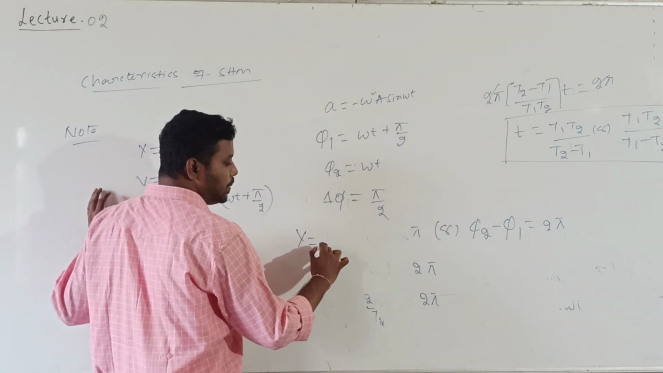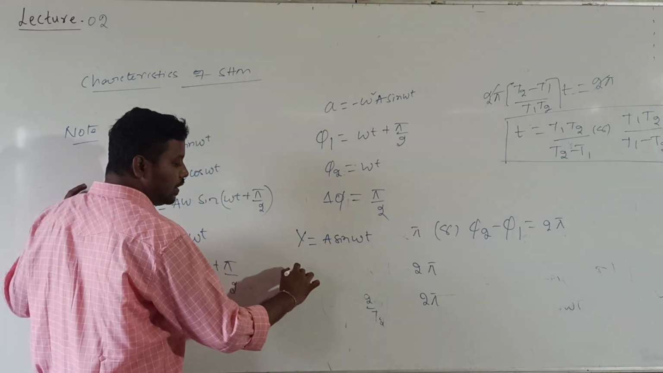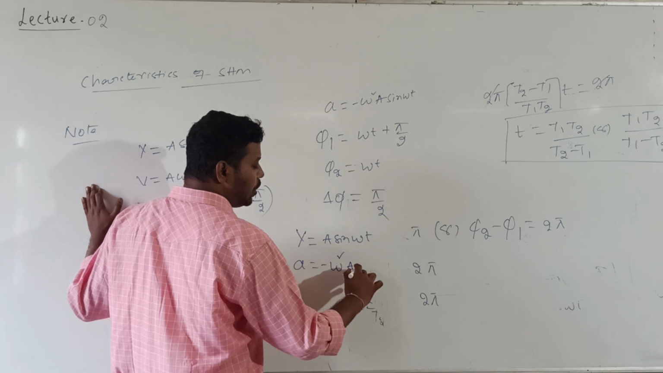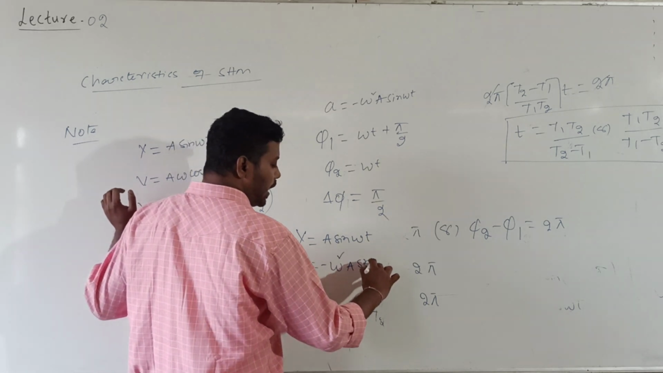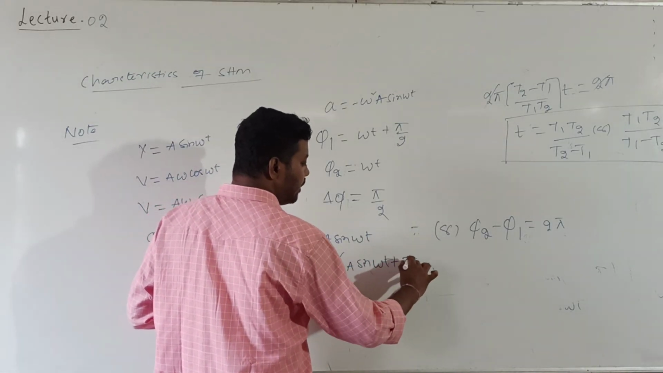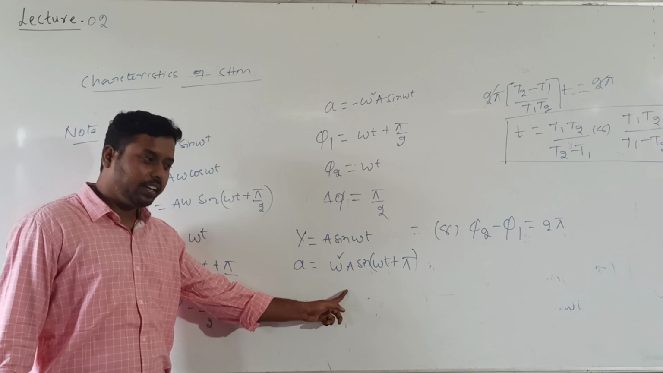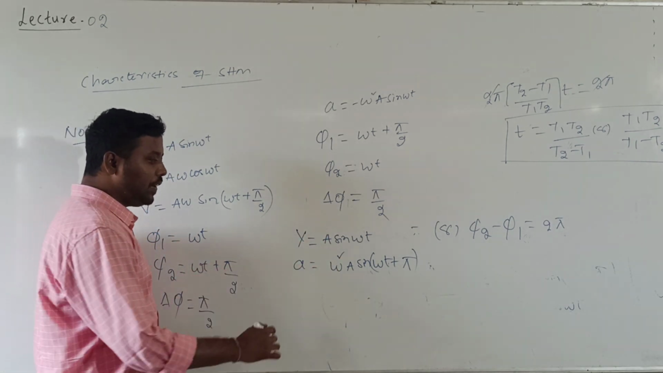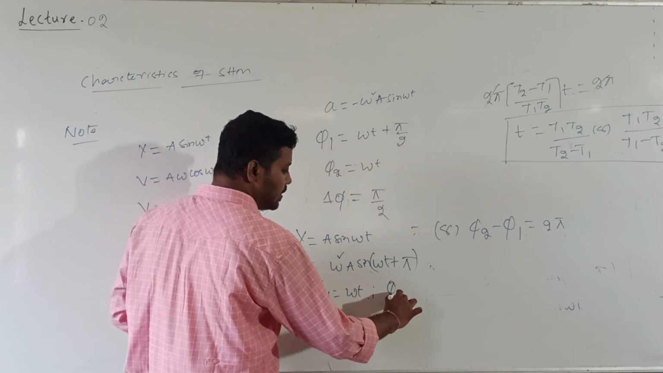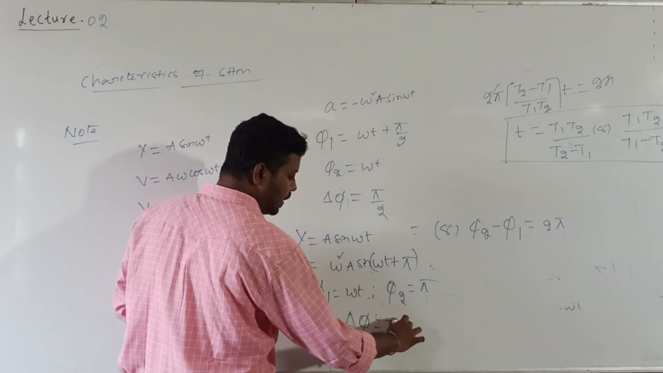And what about acceleration and displacement? y is equal to a sin omega t. This is for displacement. Acceleration is equal to minus omega square into a into sin omega t, which I can write as sin (omega t plus pi). What is sin (180 plus theta)? That is minus sin theta. So I get the same now. So this time the phase of the displacement will be equal to omega t, and the phase of the acceleration will be equal to pi. The phase difference will be equal to pi.